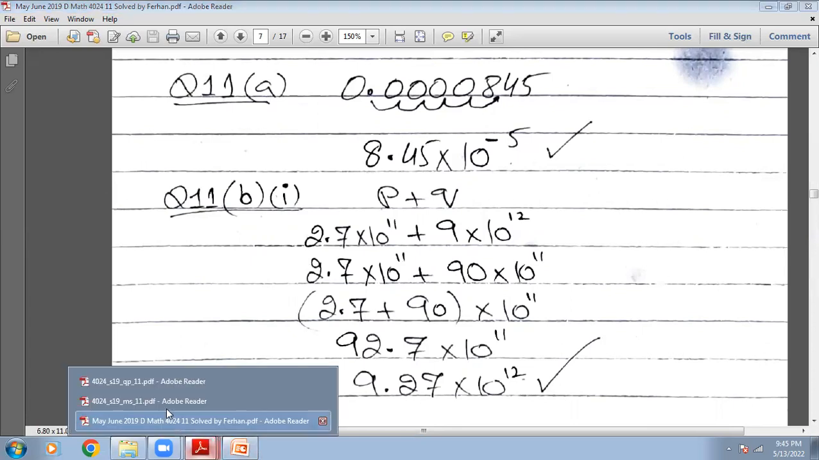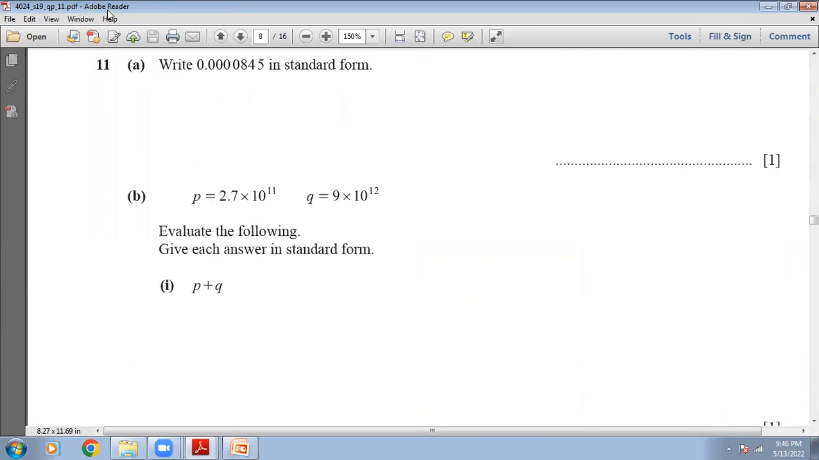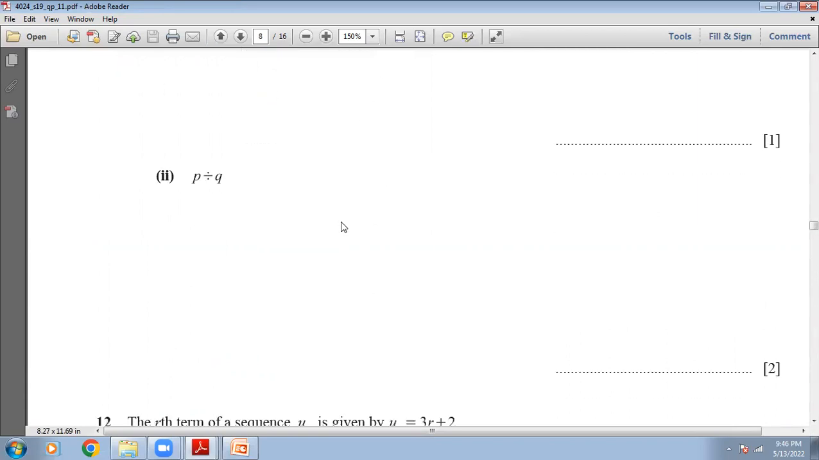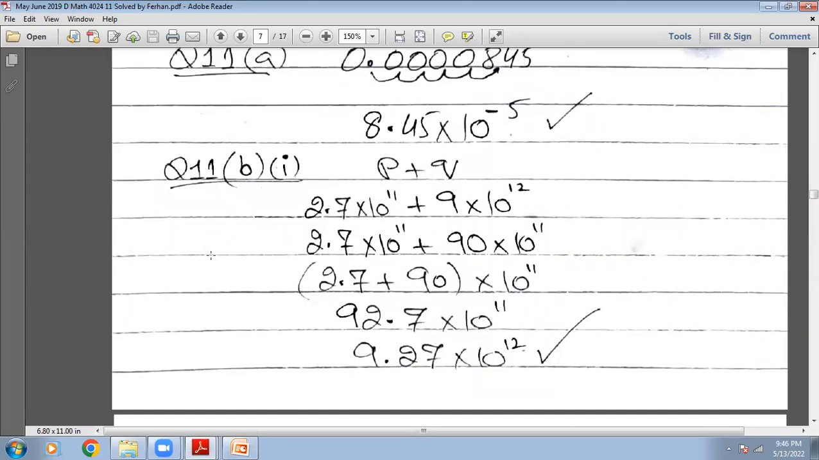So the next question coming up on your screen, here we have a very, very good question. Question number 11b part. The value of P is given, that's 2.7 expo 11, Q is 9 expo 12. So they want us to find out P plus Q. Then they want us to find out P divided by Q. So let me show you my answers.